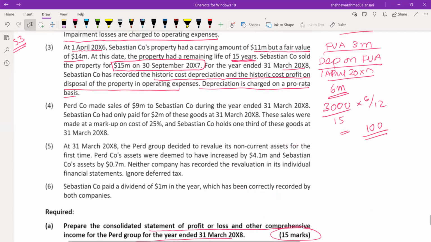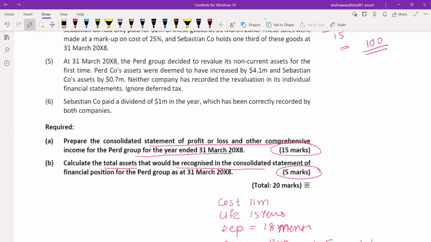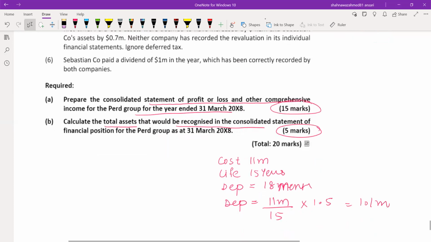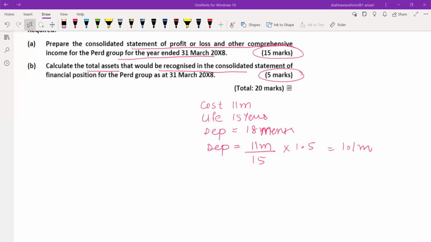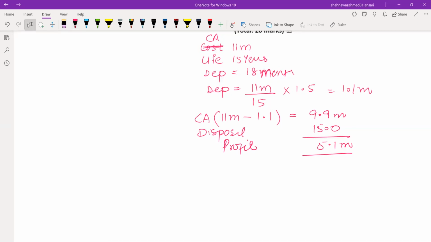That means we have to find out the carrying amount. Carrying amount was 11 million, but a fair value of 14 million. So the carrying amount is now 11 million minus 1.1 million on the basis of the original historical cost, and disposal proceeds are 15 million. So we have a profit on the basis of individual books. The profit is 5.1 million.